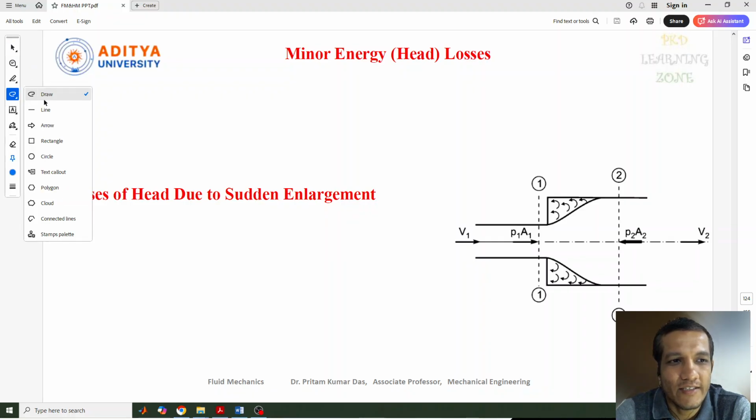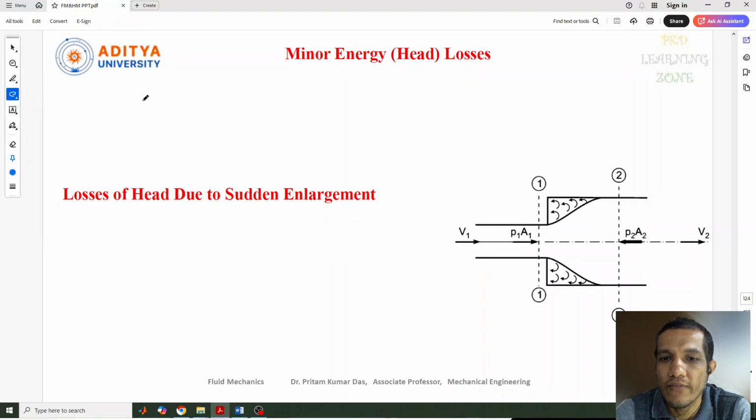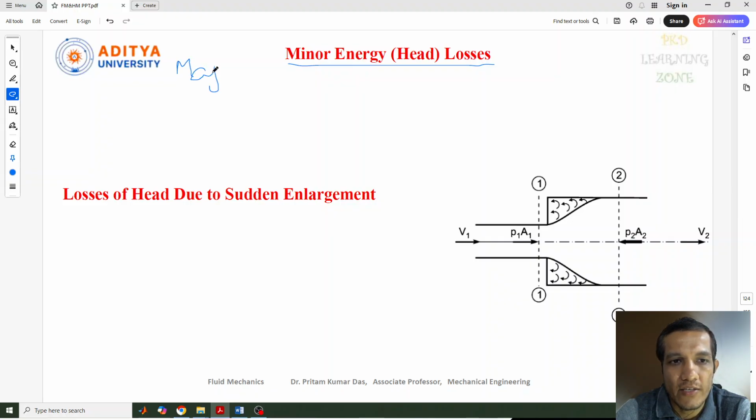In this lecture, we'll discuss minor losses of energy, or minor head losses, when fluid is flowing through pipes. In our previous lecture, we already discussed the major losses. There we saw that the major loss happens due to friction, and we derived how to find the losses. The loss of head or energy due to friction is known as major loss.